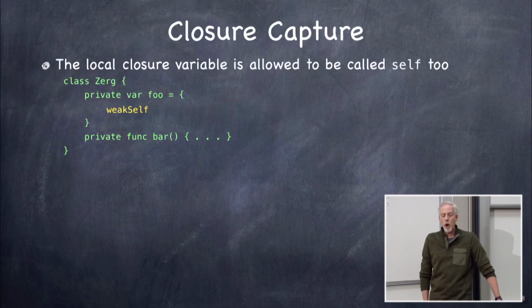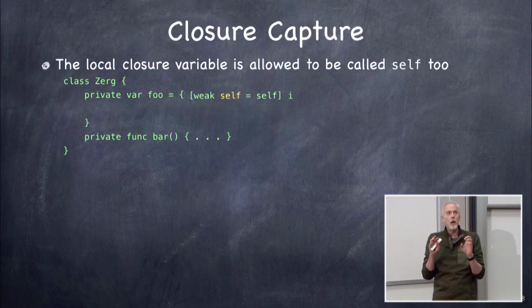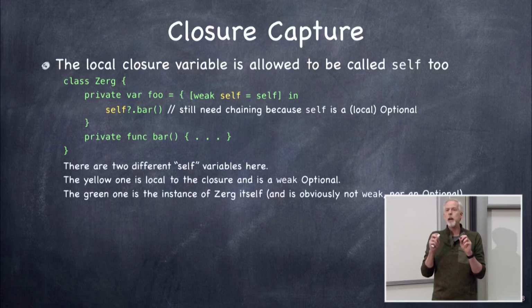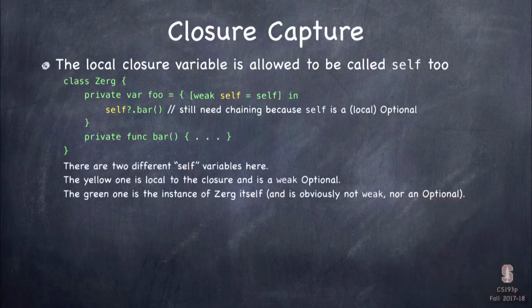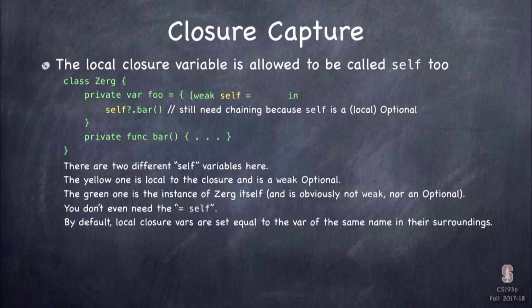By the way, we are allowed to call that weak self just self. In other words, it can have exactly the same name as a variable that's in the outer scope. So on this slide, there's two different selves. There's the yellow self, that's a local in the closure, and there's the green self, that's the more global self of the instance of this class. So it's two different variables. I'm not using the green self inside the closure at all. I'm only using the yellow self, and that one's weak. In fact, this is so common that you don't even have to say equal self. If you say weak self, it will automatically set it equal to a variable of the same name in the surrounding code. So this is how we break these cycles.